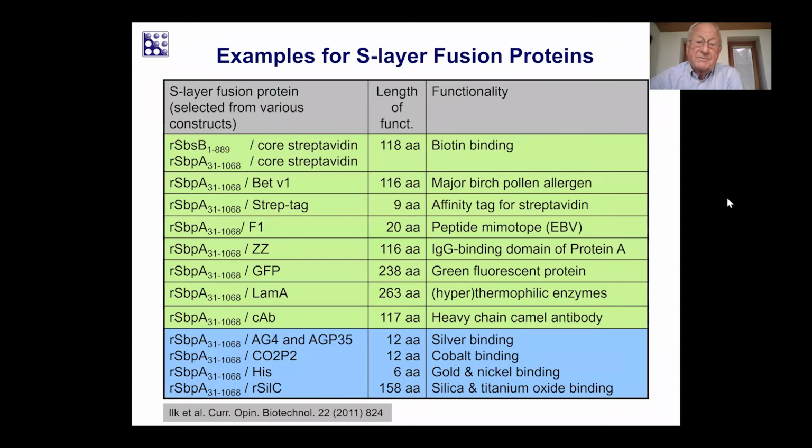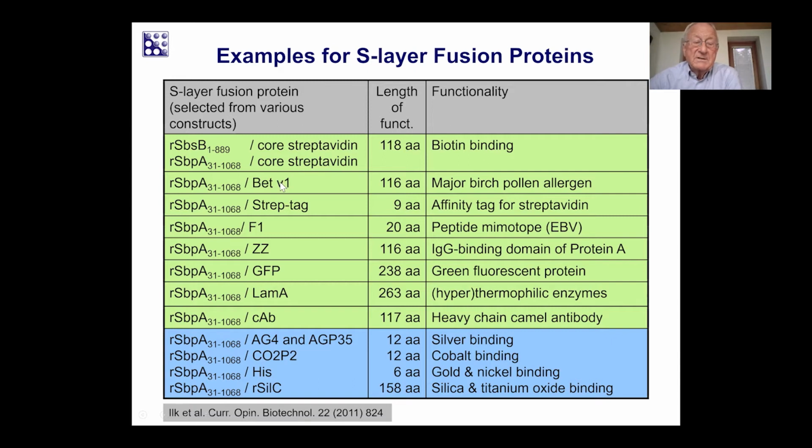So this is just a few examples for S-layer fusion proteins. On the left, you see the abbreviation for the protein. These are S-layers from thermophilic Bacillus species. Here we have the length of the functionality, and here is the functionality, the reason why we use this recombinant fusion protein. For the core streptavidin, it's 118 amino acids. This is the example I've shown before, binding biotinylated molecules.